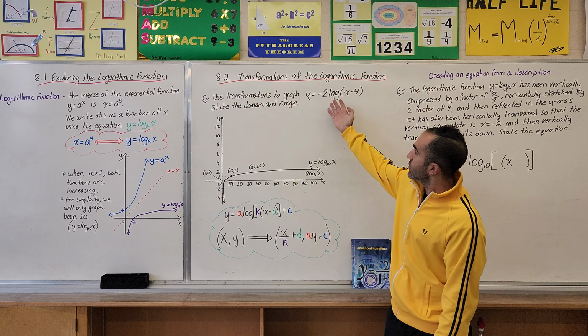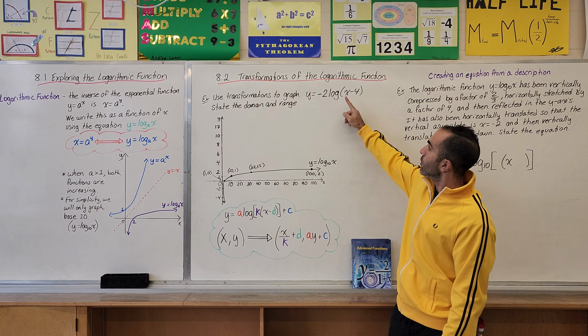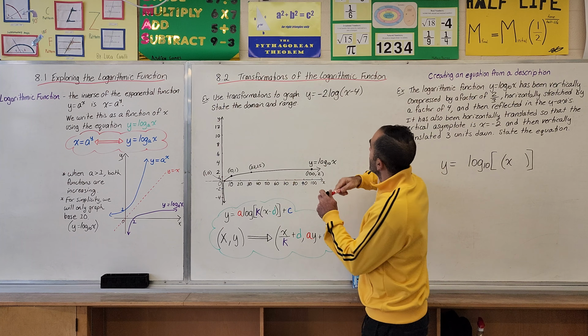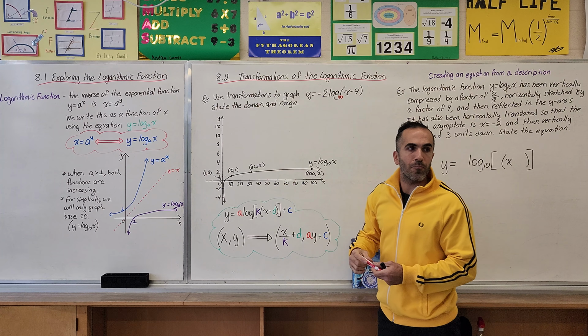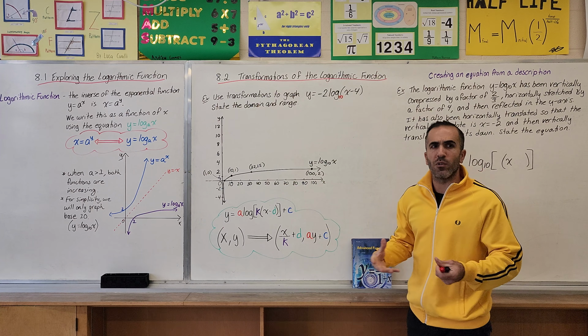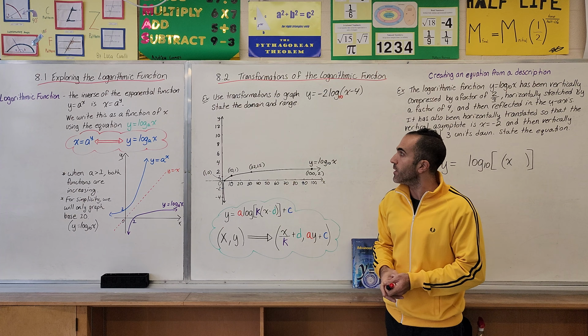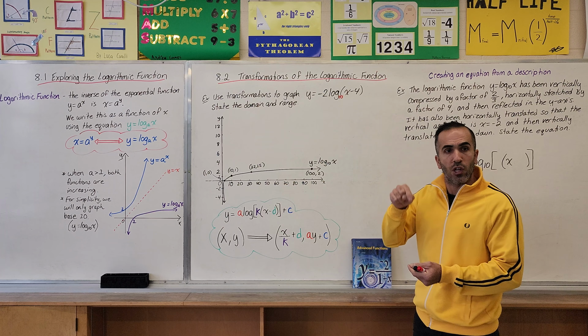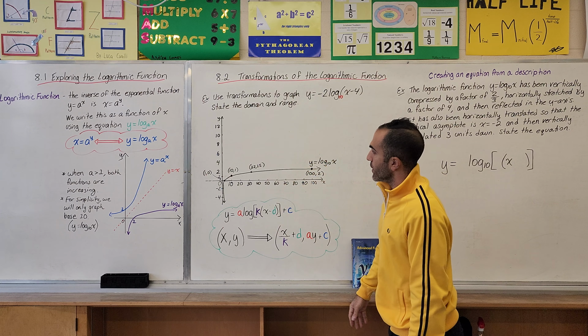We want to use transformations to graph y equals -2 log x minus 4. Notice that there's no base here. When there's no base, it's always assumed to be a 10. Okay? So generally when we're doing log base 10, we don't write the 10. So it's assumed to be a 10. You can see on your calculator, the log button is log base 10. We also want to state the domain and range after.